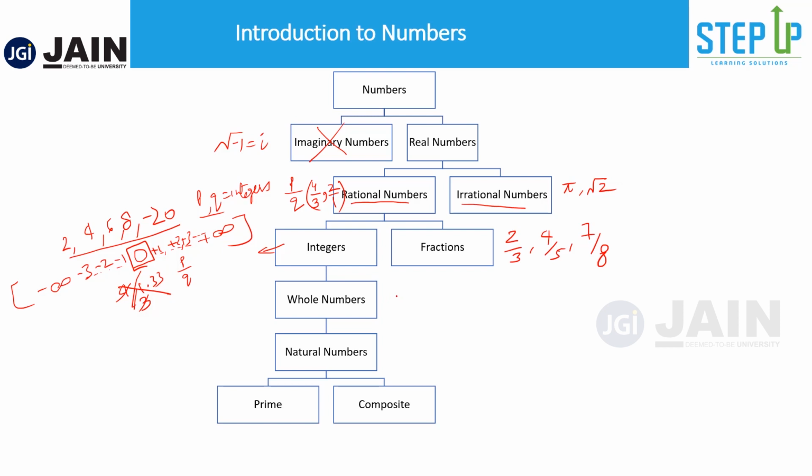Further, if I have to segregate integers, you can say all integers are from minus infinity to plus infinity including 0. Now whole numbers, you don't consider negative numbers. The smallest whole number is 0, then you say 1, 2, 3, 4 up till infinity. These are your whole numbers. Your natural numbers start from 1. That means you are excluding 0. 0 is not considered a natural number. You have 1, 2, 3, 4, etc.